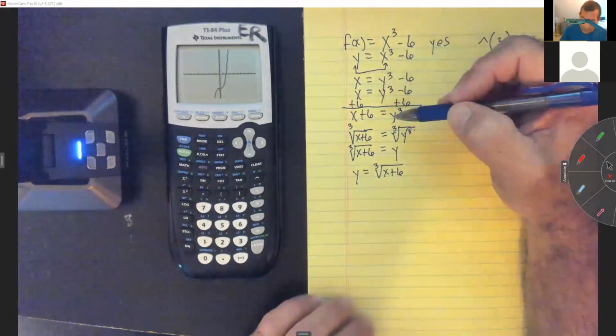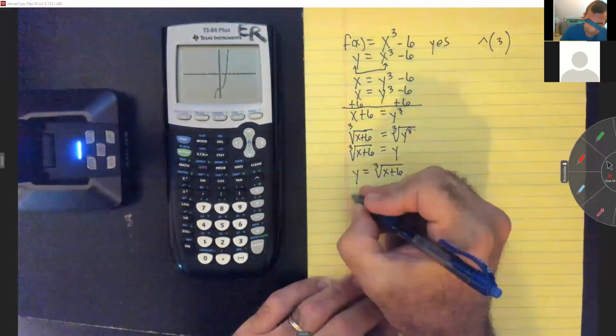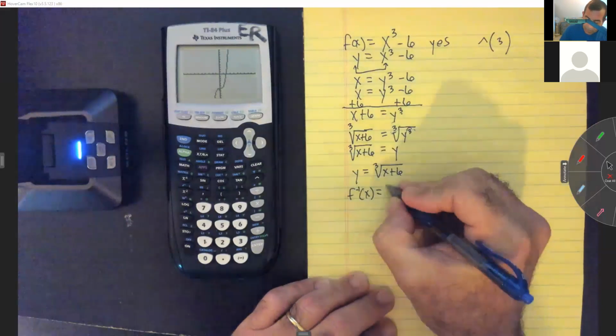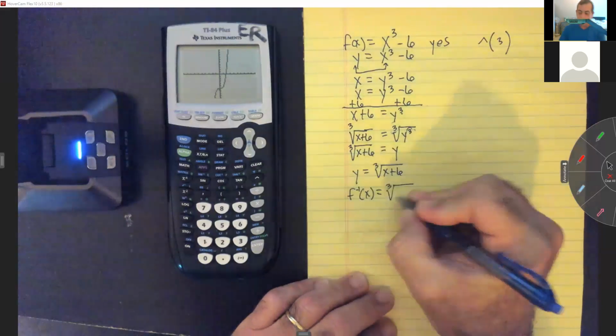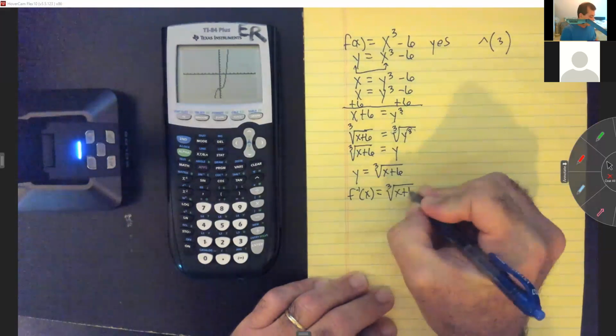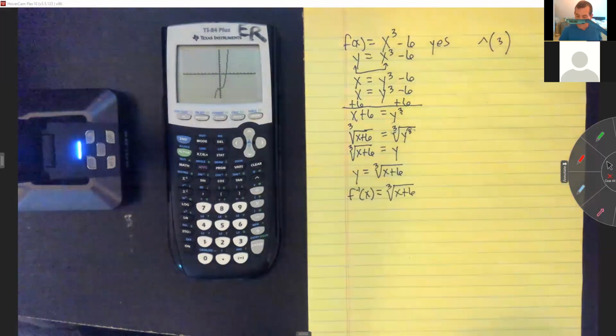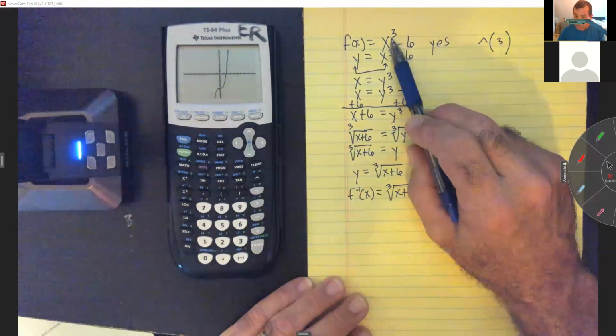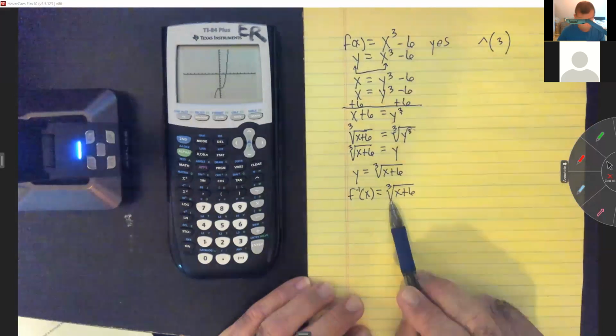All right, then what was my last step? Replace the y with f inverse of x equals the cube root of x plus 6. All righty, so if you got exponents in one equation, you'll have these radicals in the inverse equation.